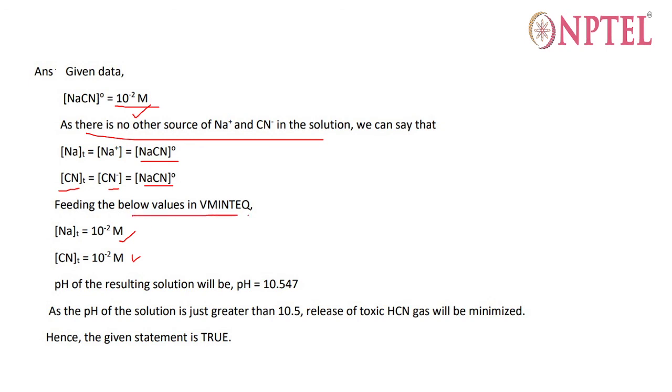If you just put this value into Vmtech, you will find the pH as 10 to the power minus 5.7, right? So the pH of the solution is greater than 10 to the power minus 5. So the release of the toxic gas will be minimized, right? So the statement was true.